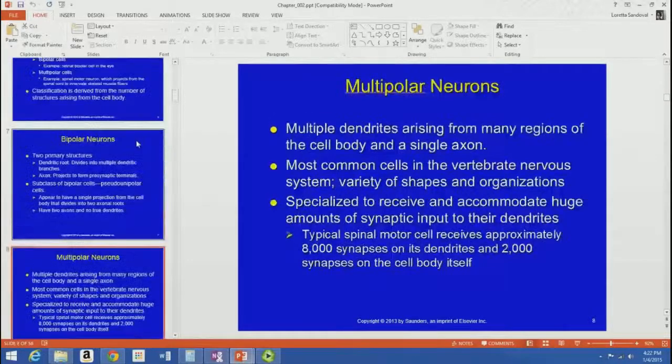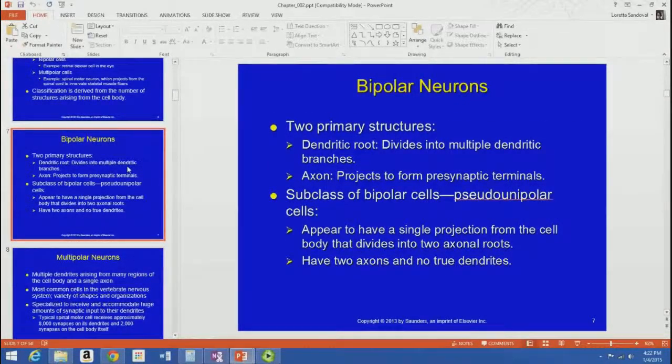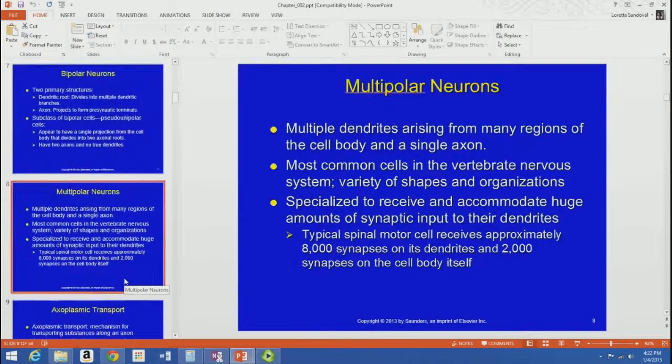So with bipolar neurons, there are 2 primary structures: the dendritic root, which divides into multiple branches, and the axon, which projects to form the presynaptic terminals. There's this subclass of bipolar cells. They're called pseudo-unipolar cells. They appear only to have a single projection that divides into 2 axonal roots, so it kind of has 2 axons and no dendrites. It's a special kind of cell, and we'll look at pictures of all these in a minute.